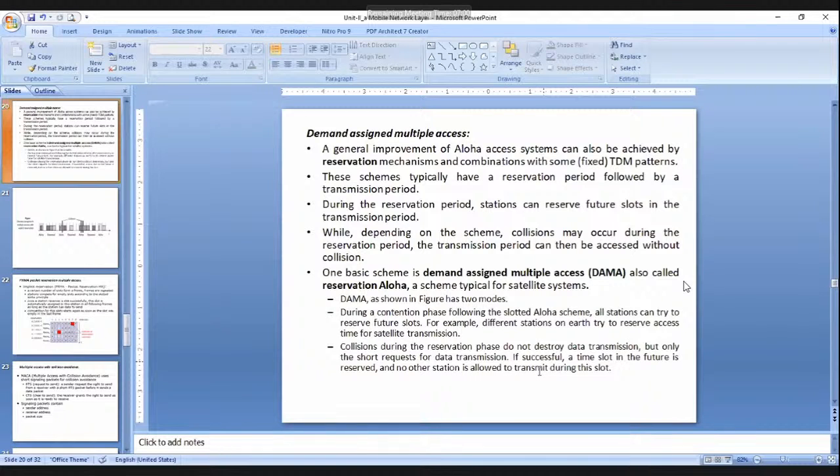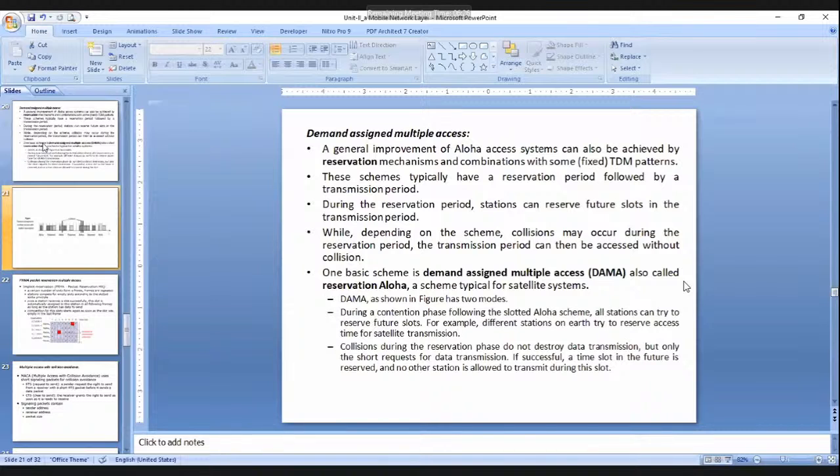If this process of assigning the reservation is successful, a time slot in the future is reserved and no other station is allowed, meaning a particular time slot will not be given to someone else and is reserved for the same station. That's it. I think you understand DAMA, demand assignment multiple access. Now you have some more modifications to DAMA.